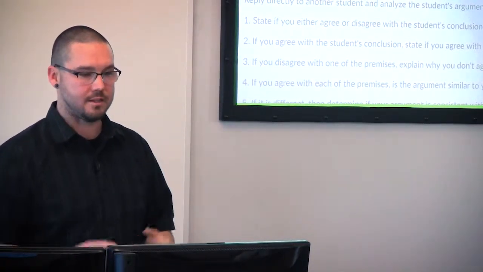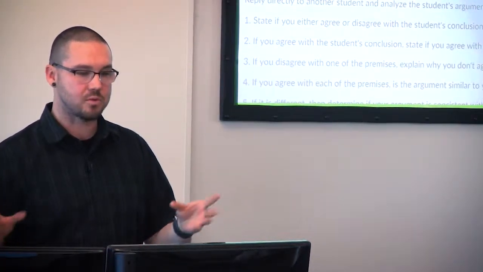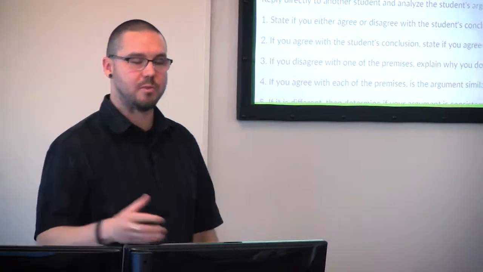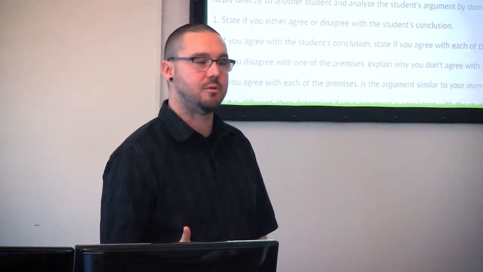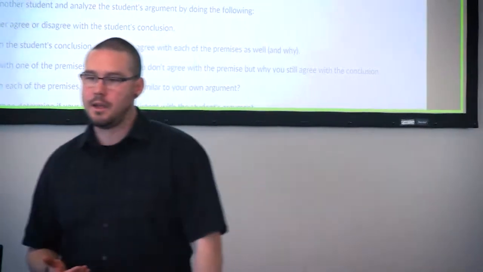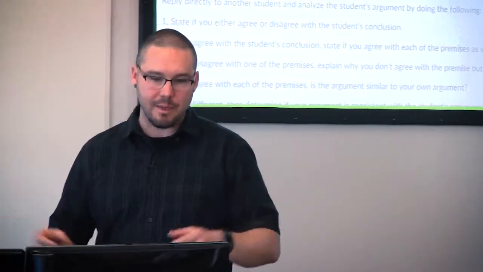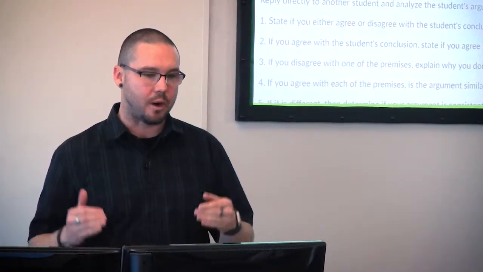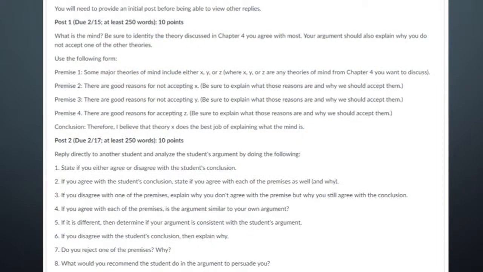So premise 1 is that some major theories of mind include X, Y, or Z. So those might be 3 different theories of mind. So you might have substance dualism, functionalism, logical behaviorism. And those are the 3 that they maybe want to evaluate. They then have to explain why there are good reasons for not accepting one view, and they have to support that position. There are good reasons for not accepting the other, and there are good reasons, however, for accepting that third alternative. Therefore, they believe that that's the best job of explaining what the mind happens to be.